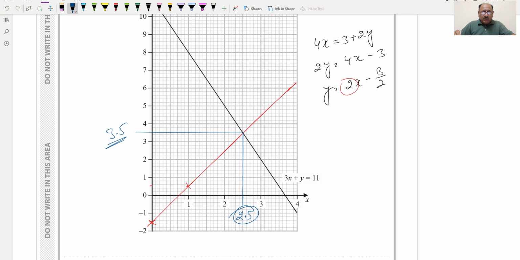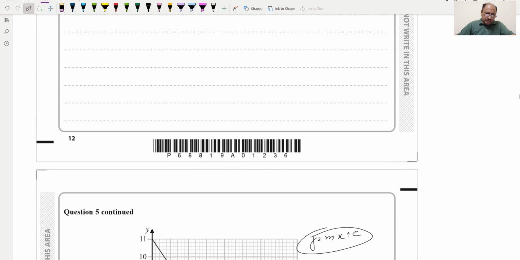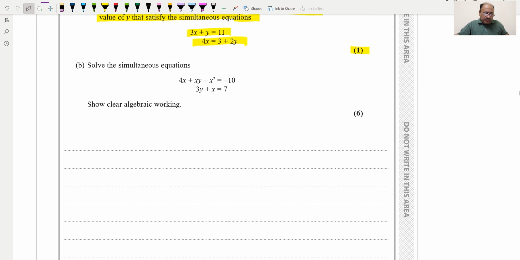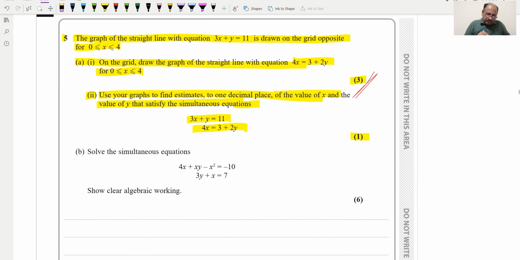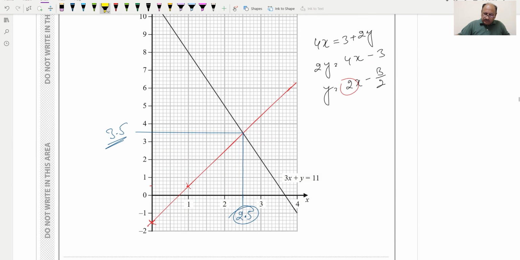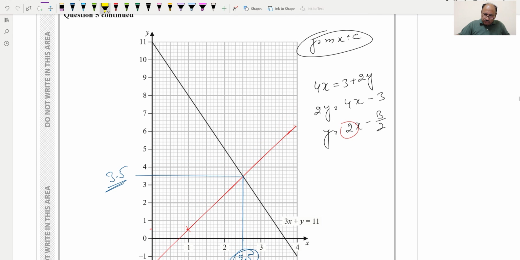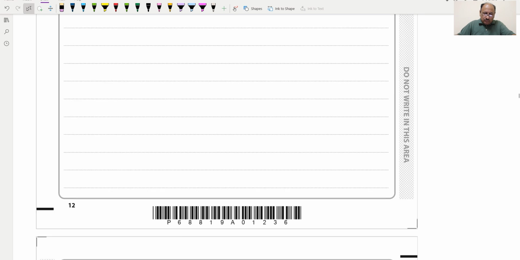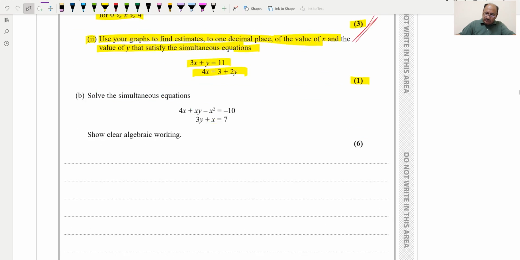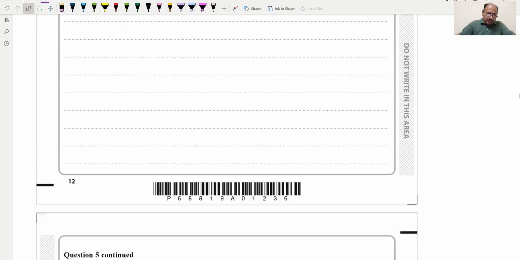We can also solve this algebraically, and they are saying show clear algebraic working. That is for the next part. Basically algebraically is this one. So this is a 1 mark question which we have done, and this is 2.5 and 3.5. So the x value is 2.5 and 3.5, which we can write over here.